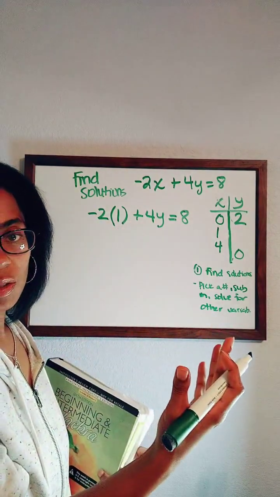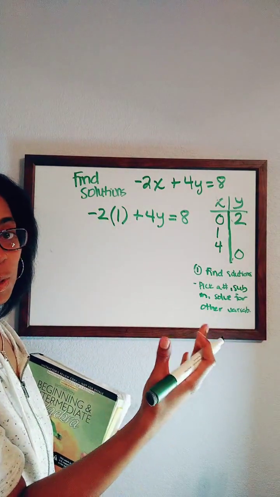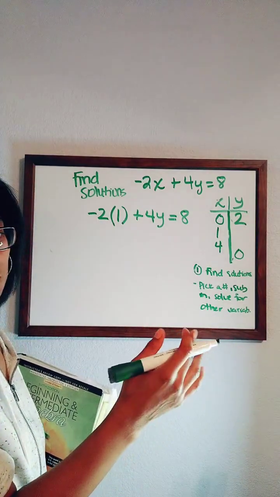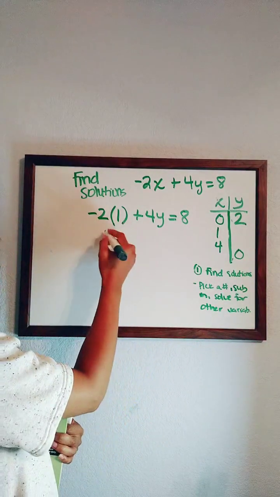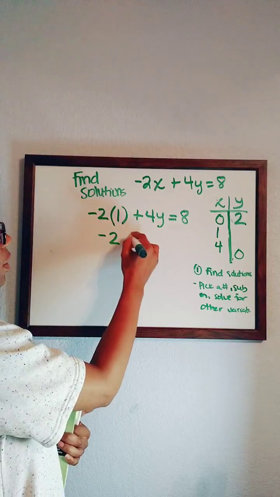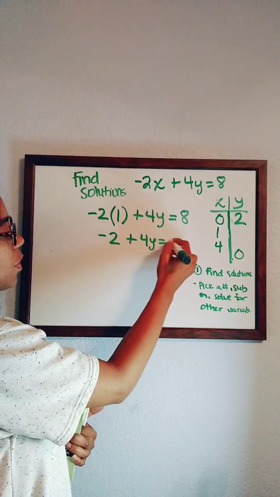And this is when we do, you're welcome, Johnny. This is when we do PEMDAS. Remember, we have to do everything in order. No, not really. You're just still moving stuff around. You just got to make sure you multiply. I lied. So negative 2 plus 4y is equal to 8.